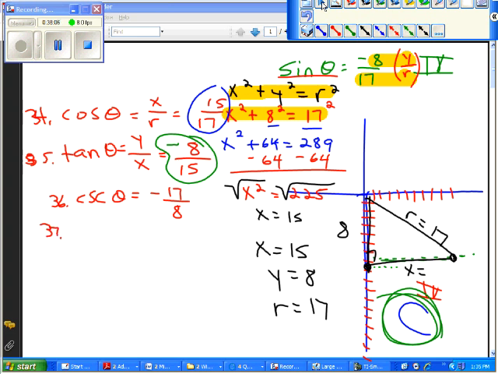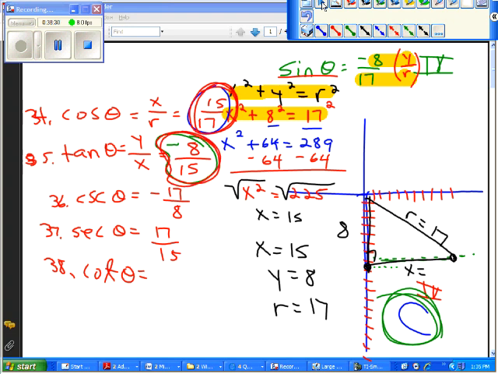Number 37, we have secant. Secant is the reciprocal of cosine. Cosine was 15/17, so secant is 17/15. Flip it, keep the sign. Number 38, we have cotangent. Cotangent is the reciprocal of tangent, so we flip it to negative 15/8 and keep the sign.